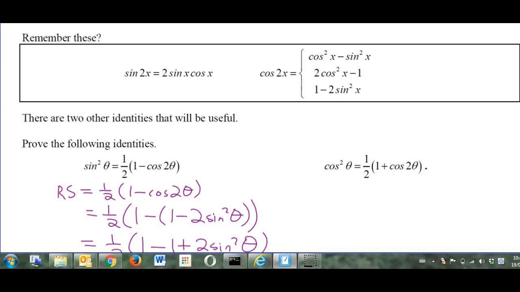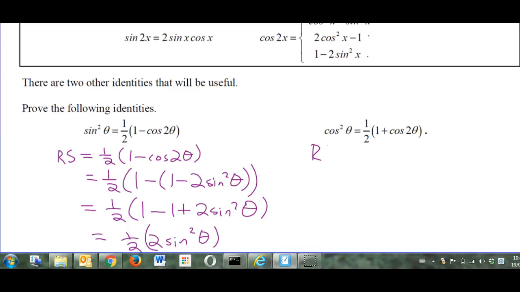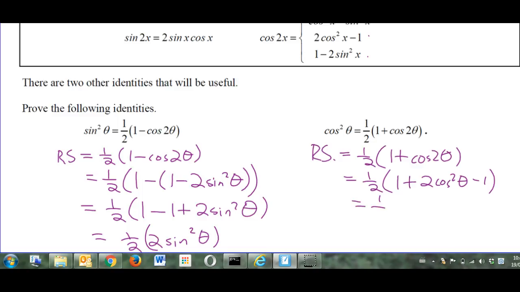Now, what if we had cos squared? Well, we want cos squared theta to be a half of 1 plus cos 2 theta. So which of these three guys are we using? The middle one, right? So we're going to prove this identity. The right side is equal to 1/2 of 1 plus cos 2 theta, which is 1/2 of 1 plus 2 cos squared theta minus 1, which is 1/2 of 2 cos squared theta, which is cos squared theta.